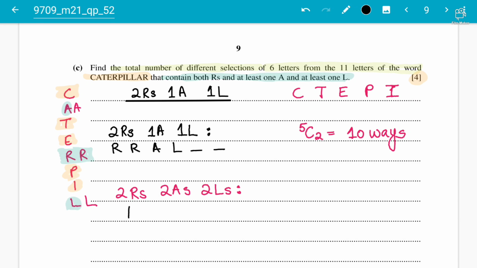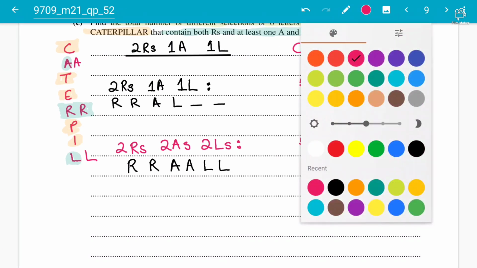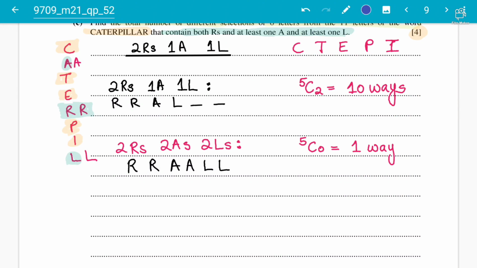So you can say it will be R, A, L and L, and arrangement doesn't matter because it's a combinations question. So you are going to go for 5C0, because you have selected all of them, so you don't have to select any of them from here. So from 5C0 you will be getting one way possible only, okay, because you don't have to select anything from there, okay. The next will be 2 R's, 2 A's and 2 L's done.